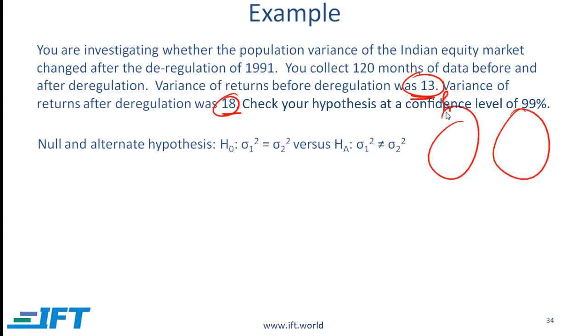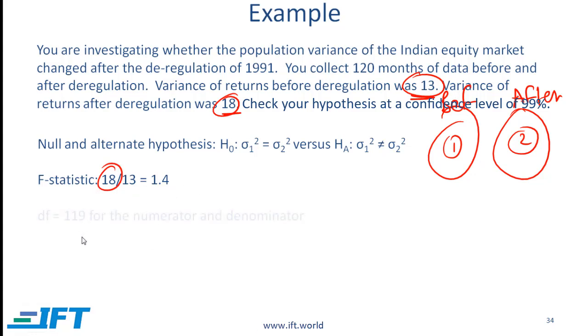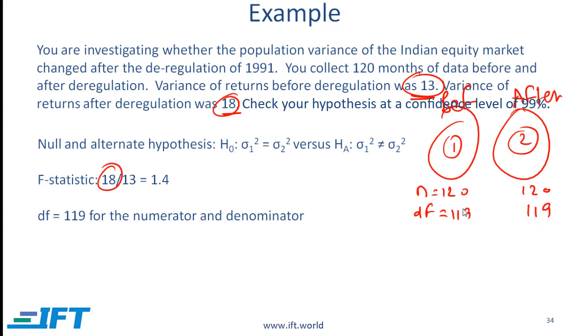Here are your two populations. One is the before situation, which we are calling 1, and the after, which we are calling 2. You then compute the F statistic, which is 18 over 13. Remember the convention that the larger number needs to be in the numerator. So we have 1.4. Then we need to know the degrees of freedom. In this particular case, since N is equal to 120 for both situations, the degrees of freedom is 119 in both situations. Based on the degrees of freedom and a significance of 1%, we need to compute the critical value. If you look at the F distributions in your curriculum, you will notice that there will be a distribution for a 0.005.